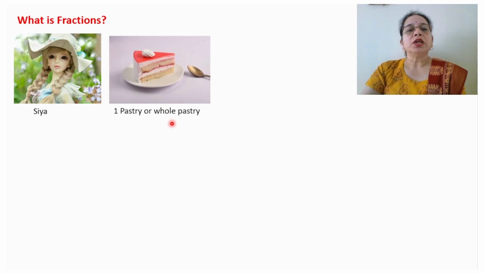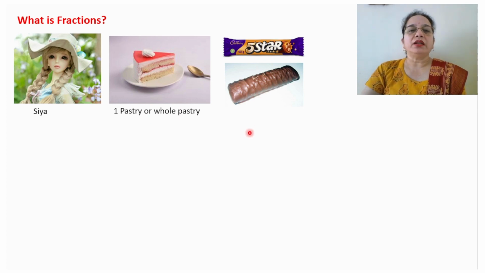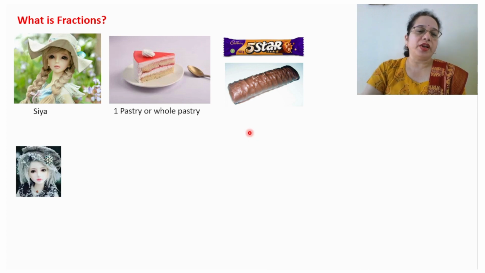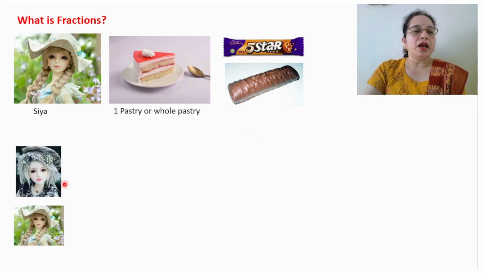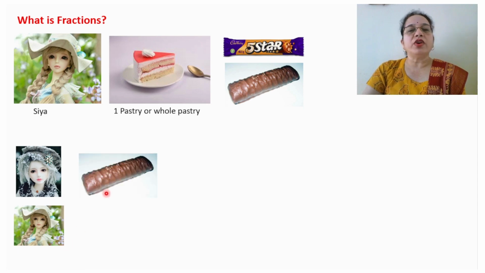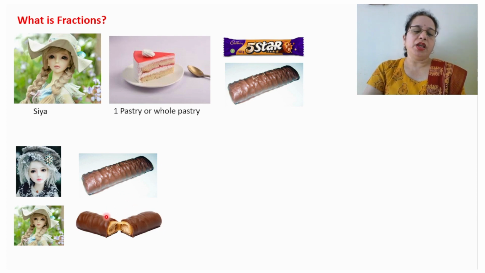After some time, she brought one five-star. She opened it to eat, but just as she was about to eat, one of her friends came to her place, and now there are two persons and one Cadbury. So Sia divided this Cadbury in two equal parts, and one part she gave to her friend and one part she ate herself. So total number of parts are 2. Out of 2, both of them got one part, so that is half.